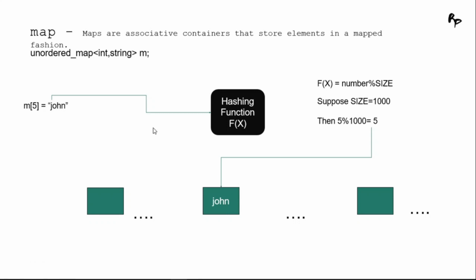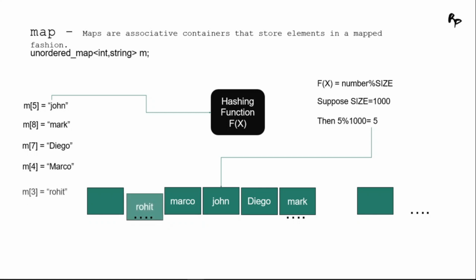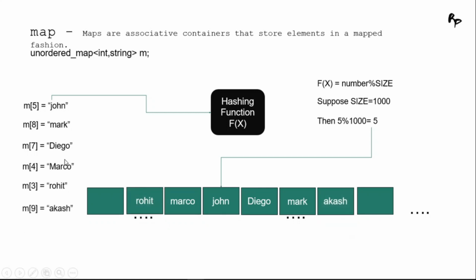It will act similarly for other elements as well. If I insert some other element like Mark, it will go to this hashing function, calculate its index and insert it into this array. Again for Diego it happens the same, for Marco and other names as well. So basically it will be a long array consisting of various names placed by this hashing function.